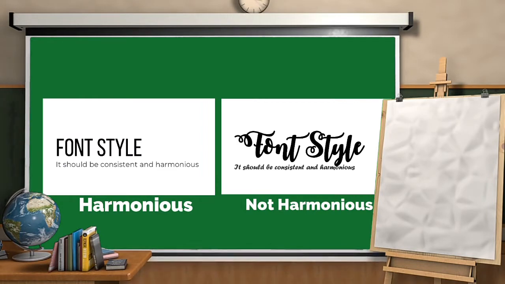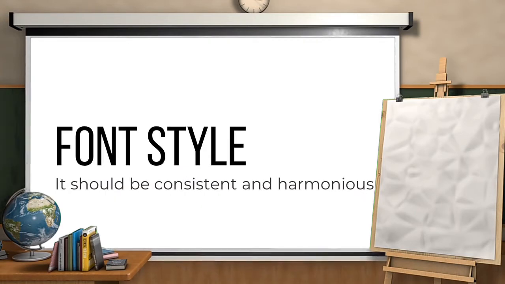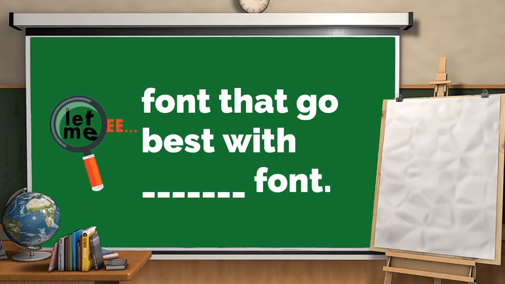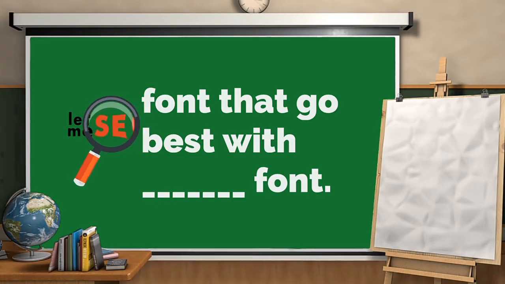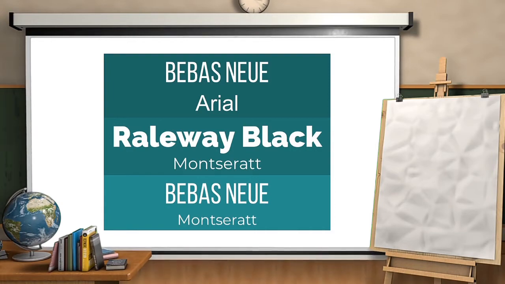Another one is, it should be harmonious. Kapag sinabi nating harmonious, yung mga fonts na nasa visual aids ay parang mag-asawa na they come together as one. At upang malaman natin kung harmonious ba yung font na gagamitin natin, ang tip na mabibigay ko is mag-search kayo sa internet ng font that goes best with dun sa font na inyong napili. These three are the examples and my favorite when it comes to font styles na nagkakaroon ng harmony.